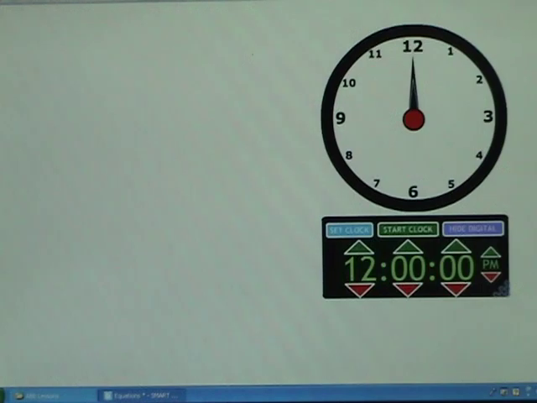All right, our second sample problem is going to be 12 is equal to t plus 9. Again, that's 12 is equal to t plus 9. Ready? Go.